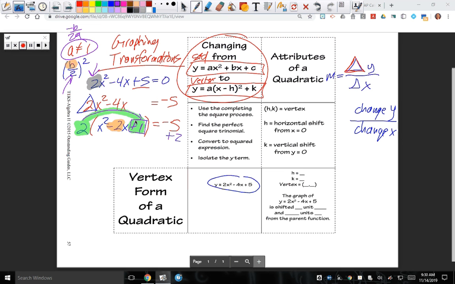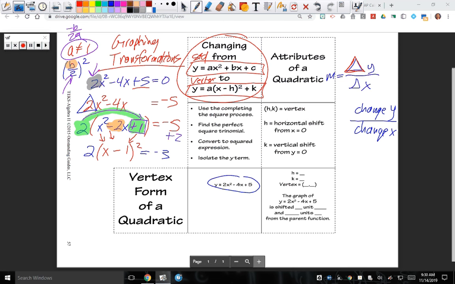Here we go. We're going to factor this perfect trinomial. That will become x. This 1 is 1 because you're just square rooting it. And borrow the sign. Everything else stays the same. Are we good?